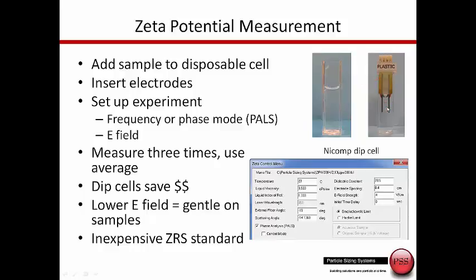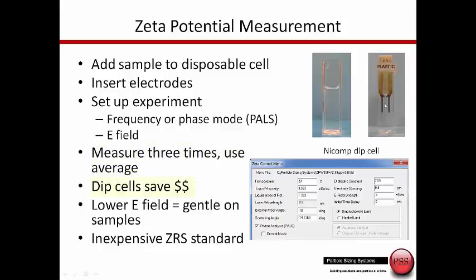We're going to measure the motion of the particles either using frequency or phase shifts. Actually, the phase analysis light scattering, the PALS, is more sensitive, so that's how I do all of my measurements. We apply an electric field, we use PALS, and we can convert the mobility of the particles to the zeta potential. Typically when I'm doing zeta potential, I'll take multiple measurements and take the average. Like anything else in particle size, it has to be repeatable to be believable.